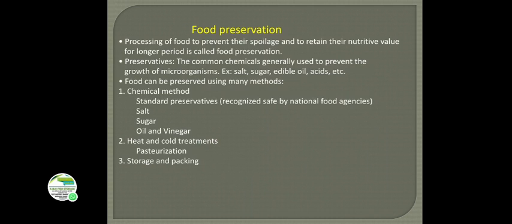So what are the different steps? Sometimes we use certain preservatives. Preservative means the items which can be used for preserving the food are called preservatives. For example, sugar, oil, acids like vinegar, then salt, etc. are used as common preservatives.